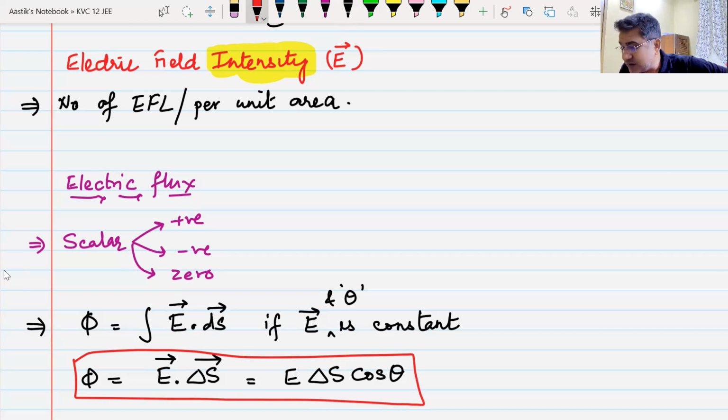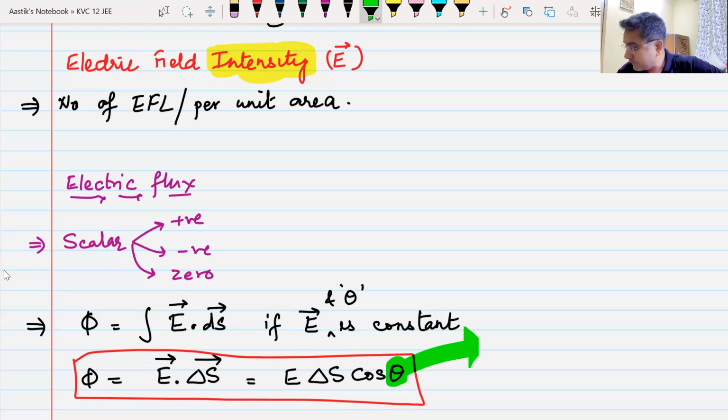Now, what decides whether this flux is positive or negative or zero? Theta. This theta determines whether this flux is positive or negative or zero. When will it be positive? When will it be negative? When will it be zero?